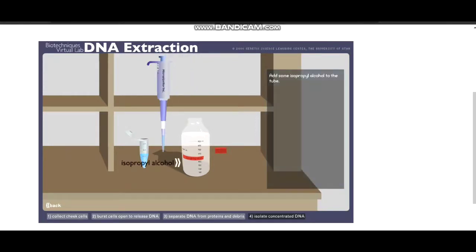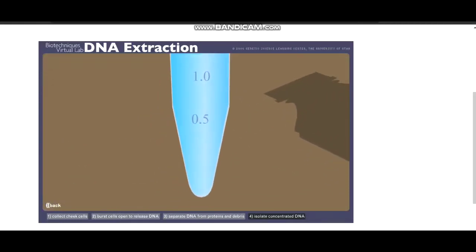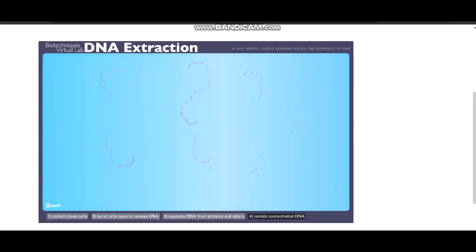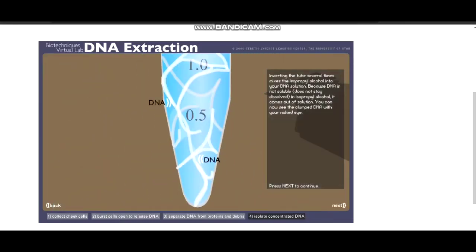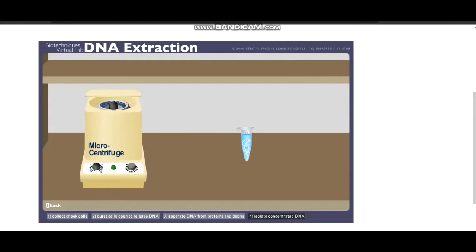Add some isopropyl alcohol to the tube. Inverting the tube several times, mix the isopropyl alcohol into the DNA solution. Because DNA is not soluble in isopropyl alcohol, it comes out of solution. Now you can see clumped DNA in the tube.